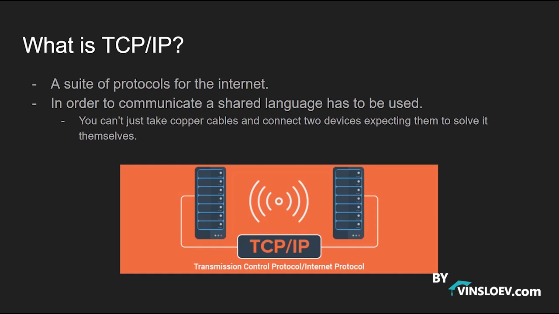So, this is a common language that devices have implemented such that they can talk to each other, because if we didn't have these common protocols, then two devices would not know how to communicate with each other. You just can't take a copper cable and connect two devices and then expect them to figure this out on their own. They need some basic language that they both understand in order to communicate. Similar to us humans, we need to have a language that the two of us understand in order to understand what the other one is saying.